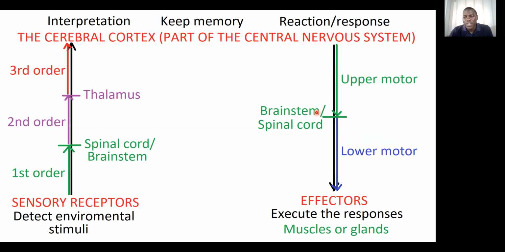It's coming from the brainstem, you call it cranial nerve. If it's coming from the spinal cord, you call it spinal nerve. This is the organization of the motor system. This is the organization of the sensory system. It is through this model that the nervous system is able to control and to regulate body function.